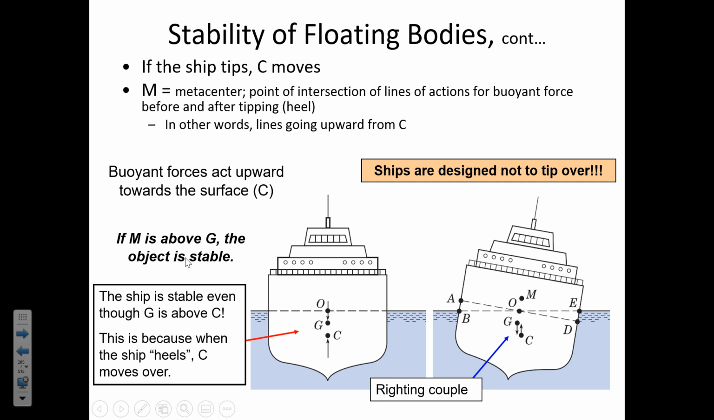So let's write that on the board as well. If M is above G, then stable. So M, the metacenter, is just the location that C is pointing towards in all cases. The center of buoyancy always points towards the metacenter. If G is above M, then the ship will tip over. It's not stable.